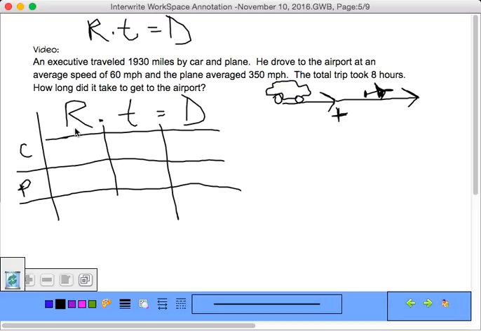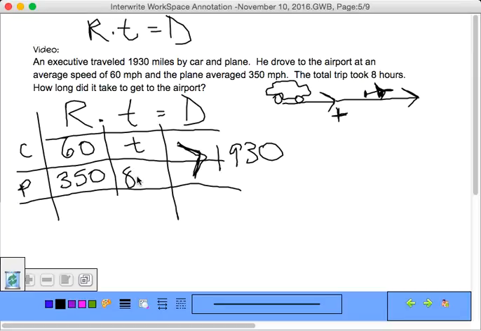And we know the rate there was 60 miles per hour. On the plane it was 350. And the total distance for the two together was 1,930. Now, my time, I know that the total time was 8 hours. So however long it took for him to drive the car to the airport, we have to take that away from the total, and that's how long he was on the plane.